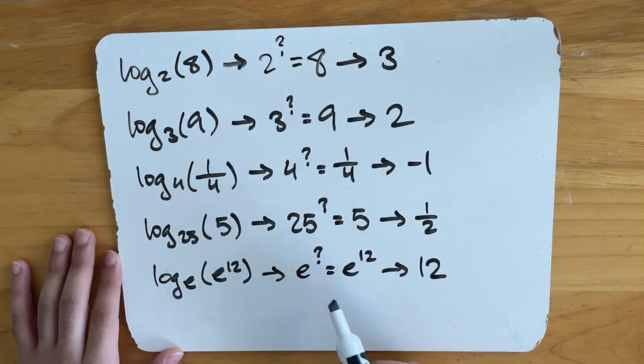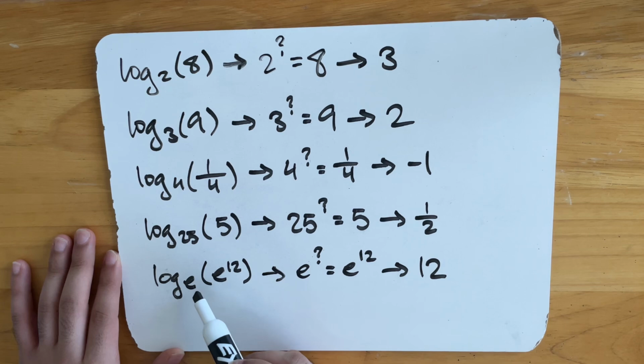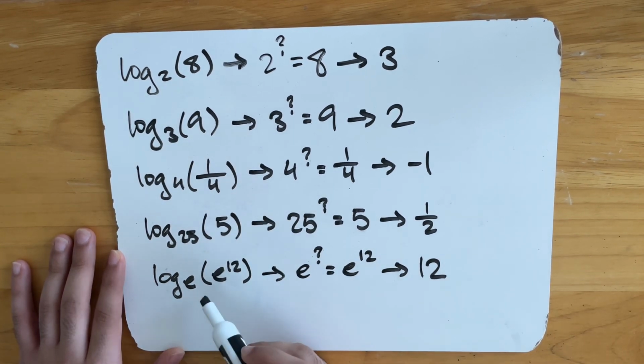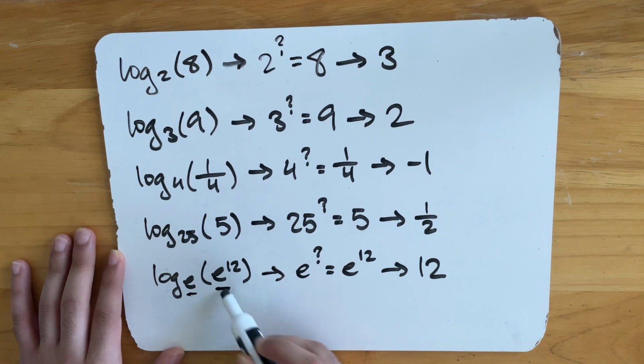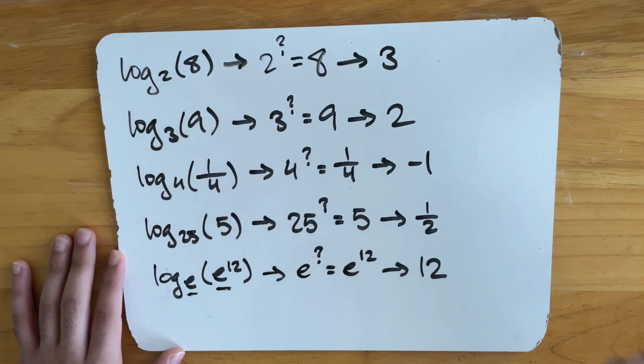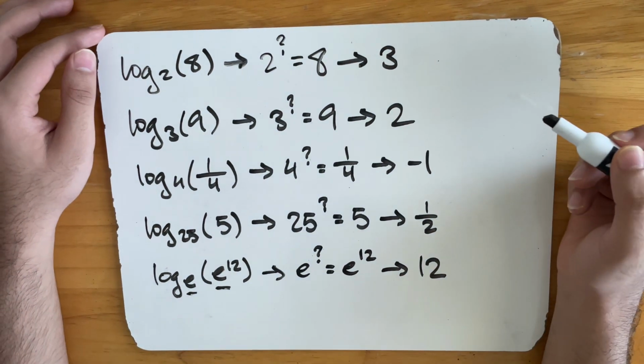If you notice, I had log of a base, and then the base showed up again in my argument, right? So essentially it canceled out and just returned my exponent. So when I have the same base here and here, the log and the base cancel out and they just give what's on top. So the answer is just what's on top. That's our first log property.